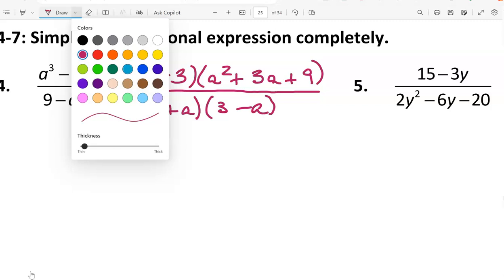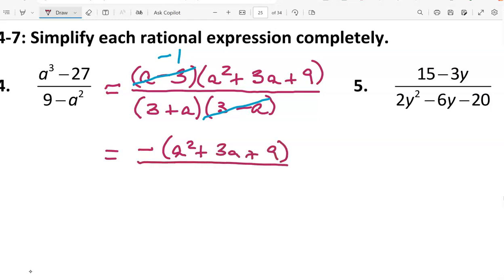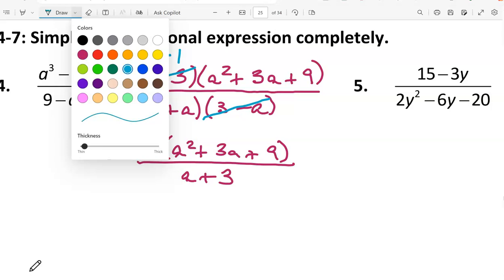So what we notice is that there are opposite factors, a minus 3 and 3 minus a. When you divide opposite numbers or opposite factors, it leaves you with a result of -1. So the end result is negative a squared plus 3a plus 9, and you can just use those parentheses there. You do not have to distribute, over a plus 3 or 3 plus a. The order doesn't matter here.